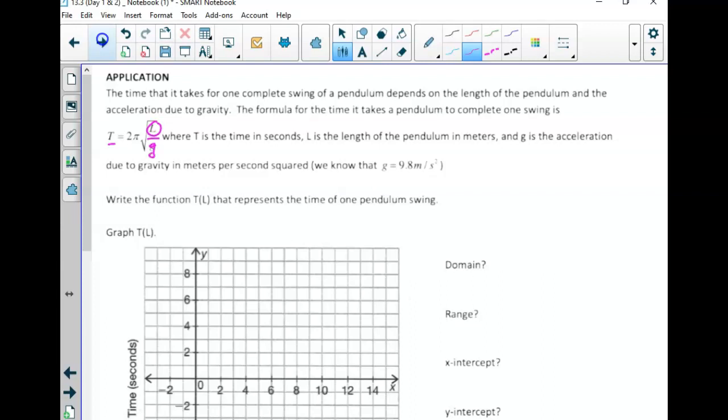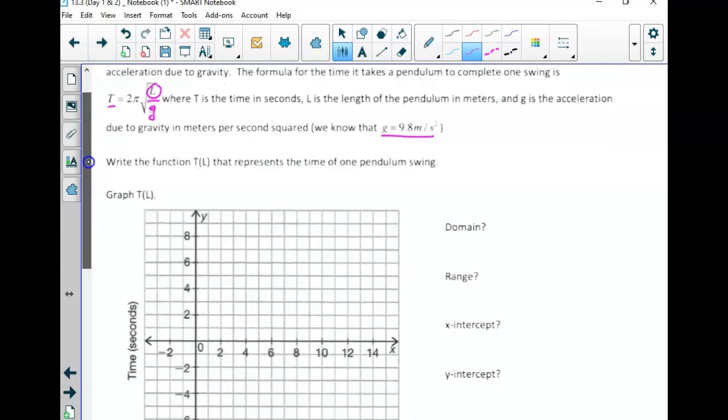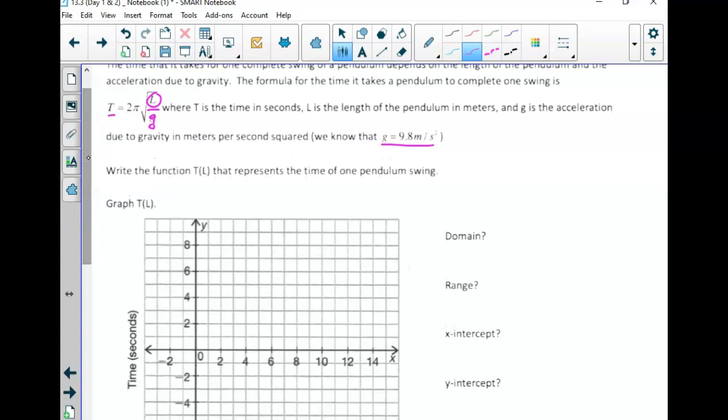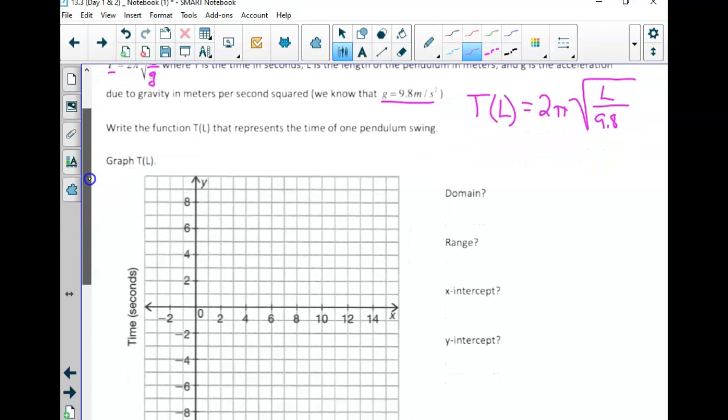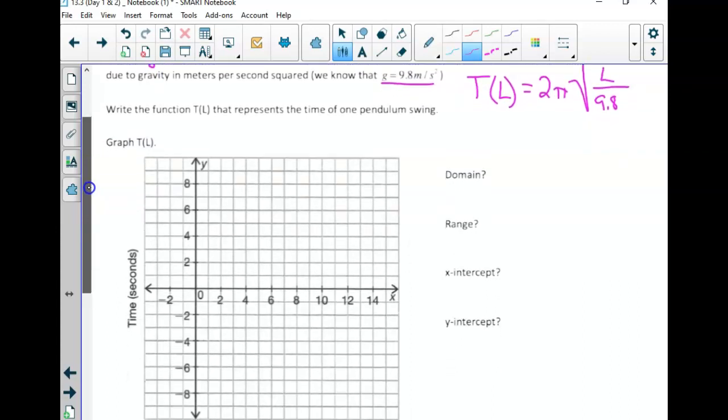Well, we know, sooner or later you'll have physics, acceleration due to gravity on Earth in meters is 9.8 meters per second squared. Okay? Well, write a function, t of L, time in terms of length of pendulum, that represents the time of one pendulum swing. Well, that is going to equal 2 pi times the square root of the length of the pendulum divided by 9.8, because 9.8 is my acceleration due to gravity. So that is my time in terms of the length of the pendulum for one full swing.